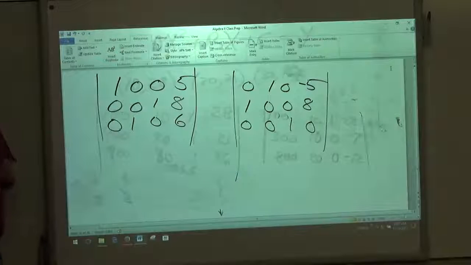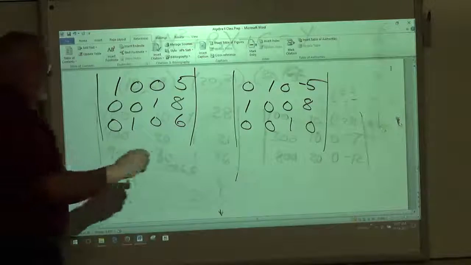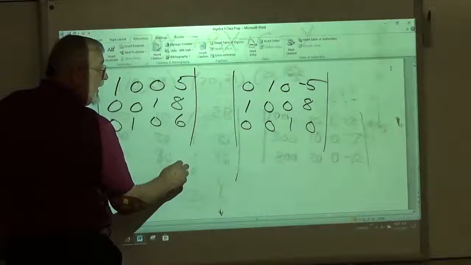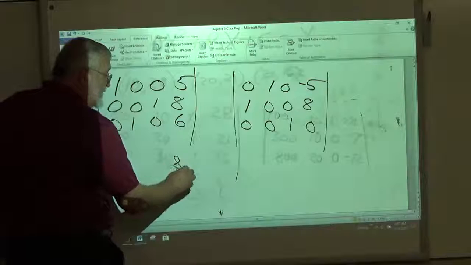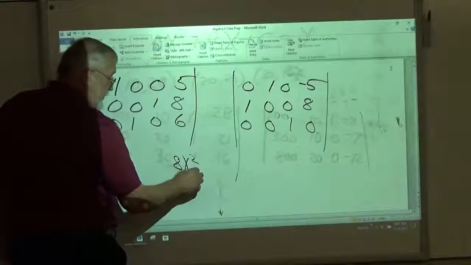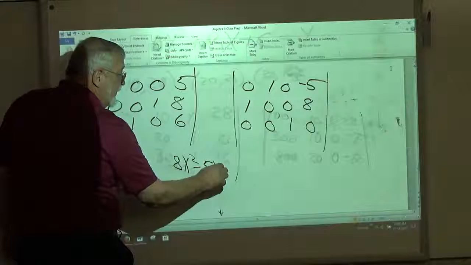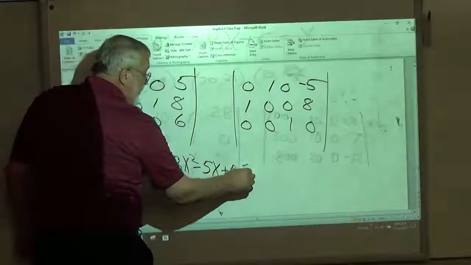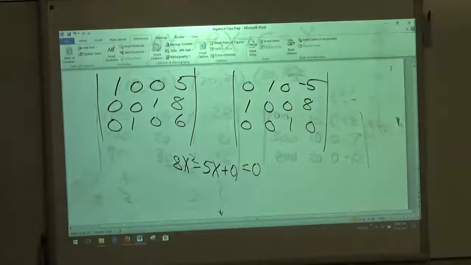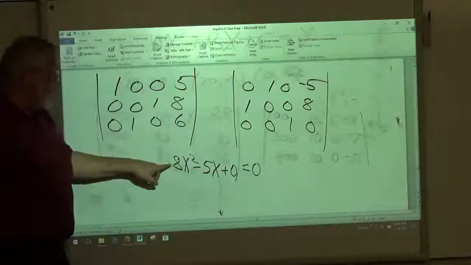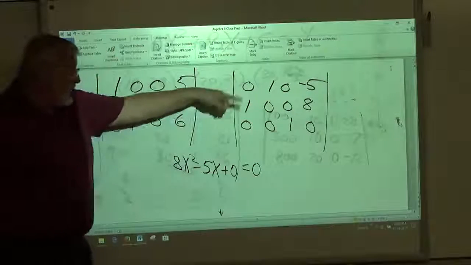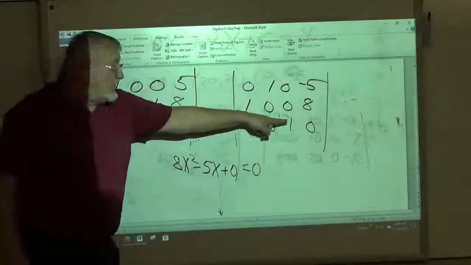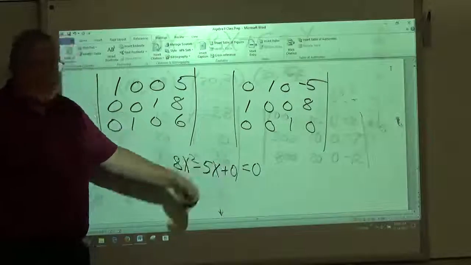Okay, what's my values? B equals -5, A equals 8, and C equals 0. So if I'm working with the quadratic, I would have 8x squared minus 5x plus 0 equals 0, because my C is 0 in that case. The A was 8, so that gives me 8x squared. The B is -5, -5x. In this case, the C was 0, so it'd be plus 0 equals 0.